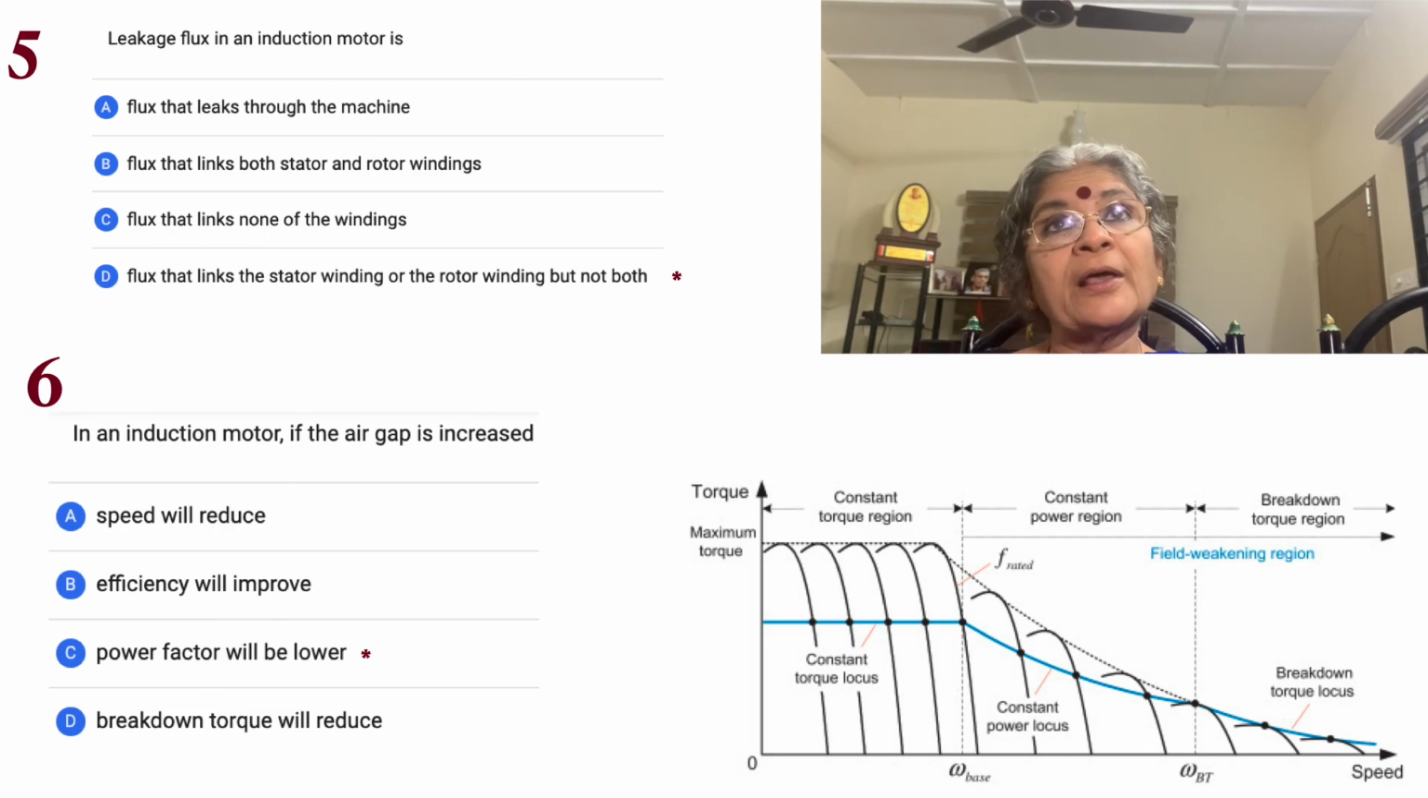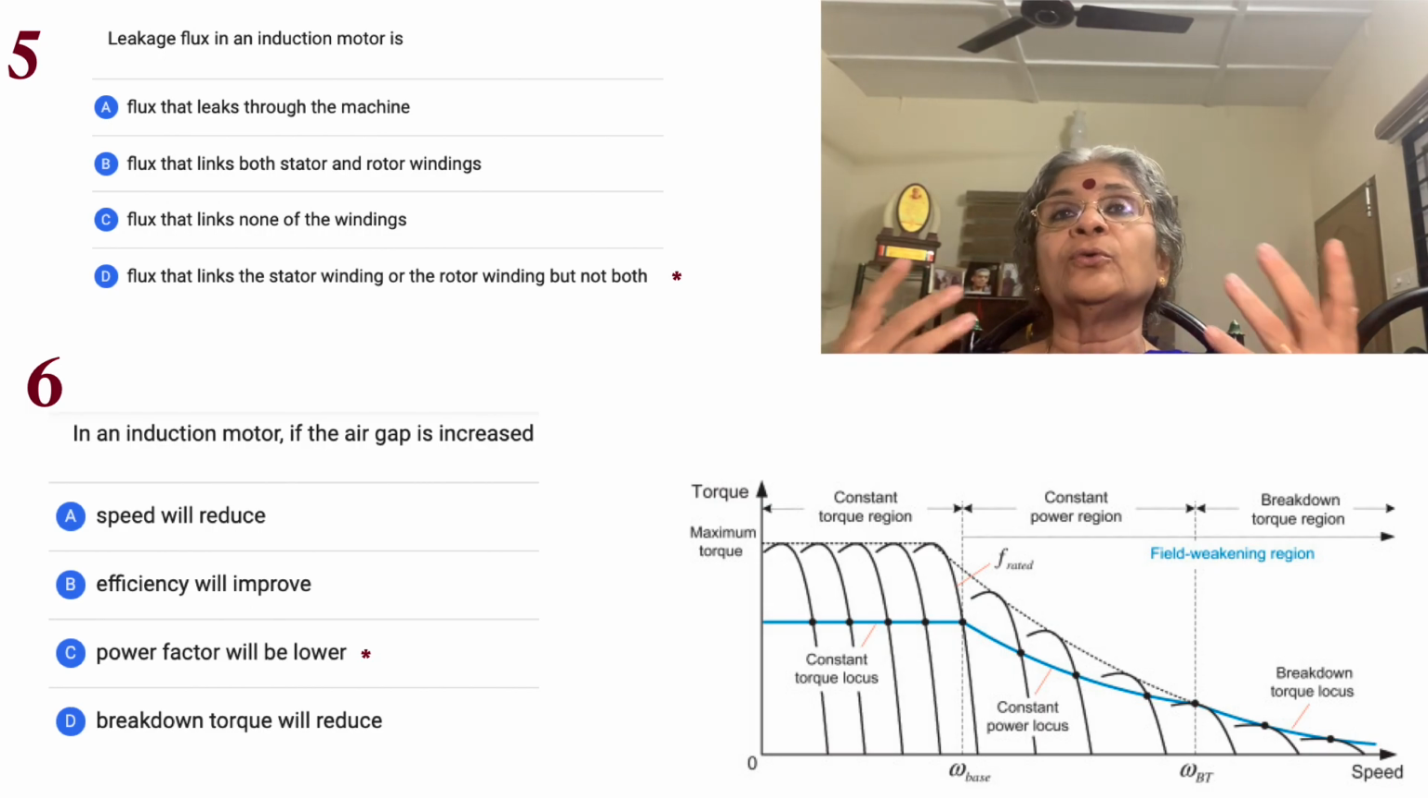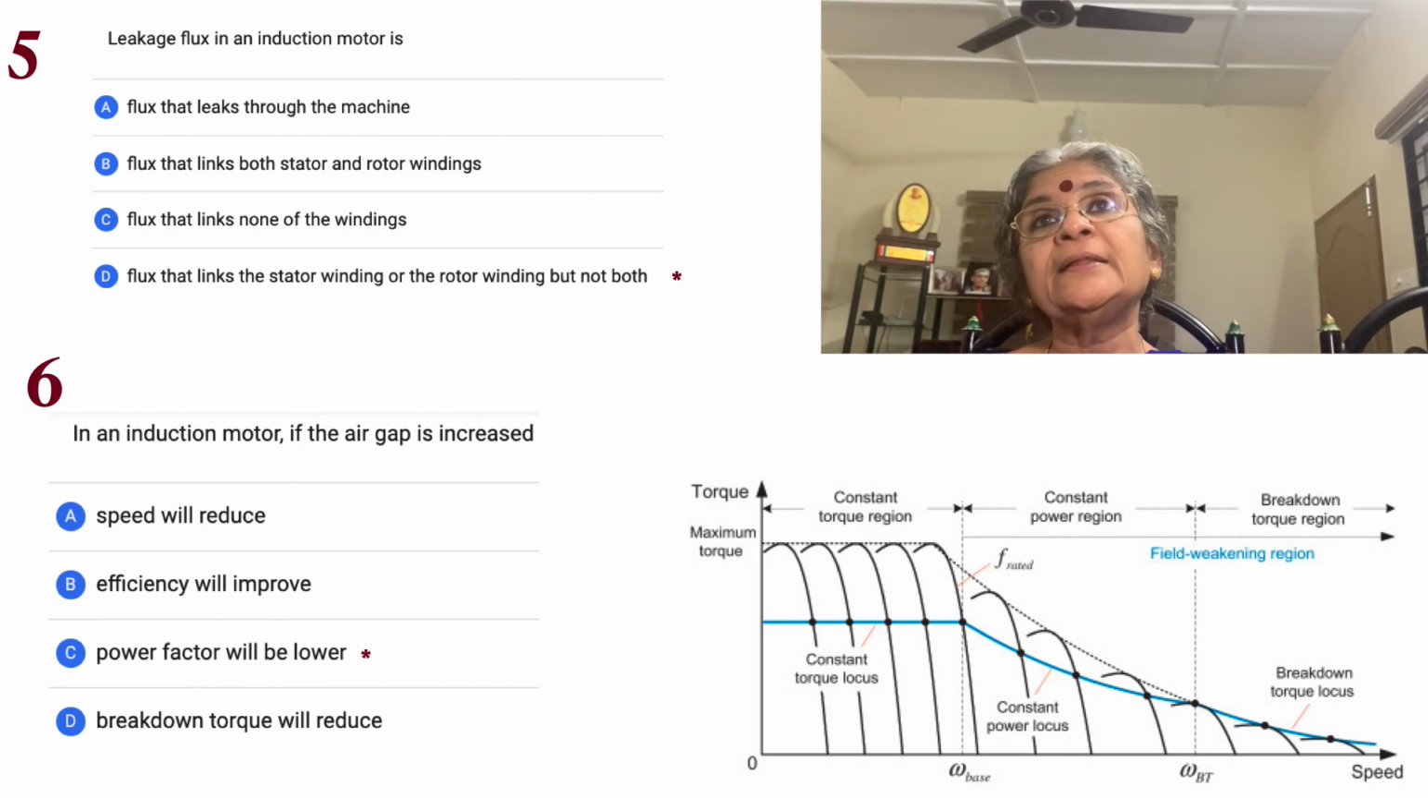This is what is happening. Why? Because we see that the magnetization draws a larger magnetization current, because the air gap is increased and the reluctance is more. So it draws a larger magnetization current, which means that the inductive content in the current is going to be larger, which means that the power factor is going to be poorer.